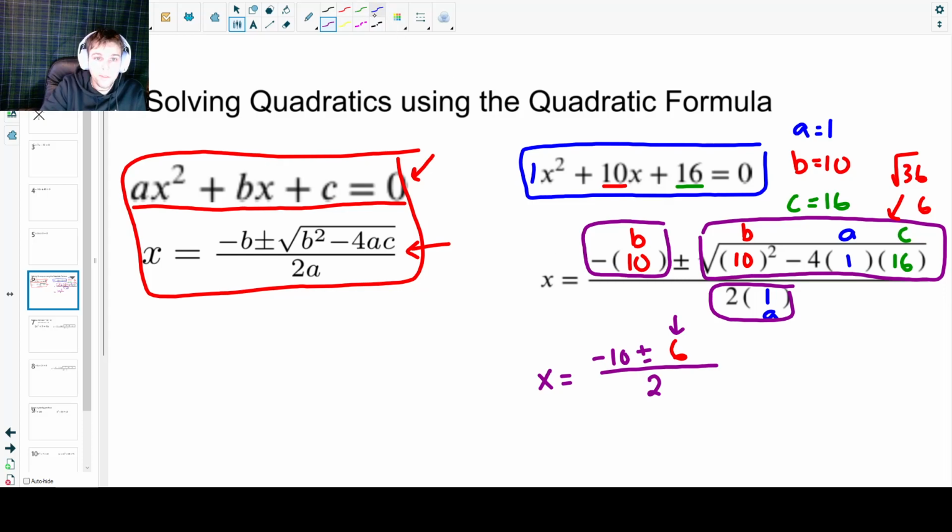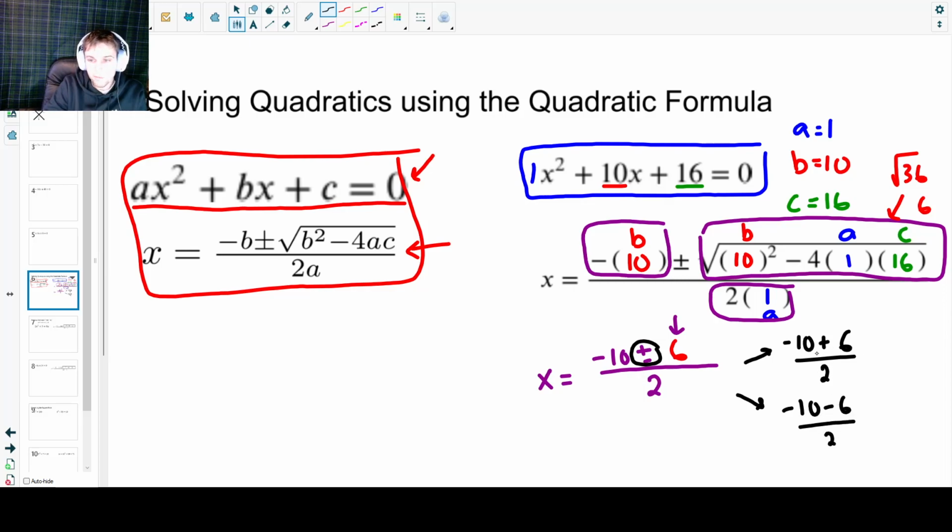So again, the way we're going to get two solutions is we're going to be splitting this up into two separate equations based on this plus and minus symbol. In one of them, we will do plus, and in the other one, we will do minus. So we get negative 10 plus 6 divided by 2. And then the other one, we get negative 10 minus 6 divided by 2.